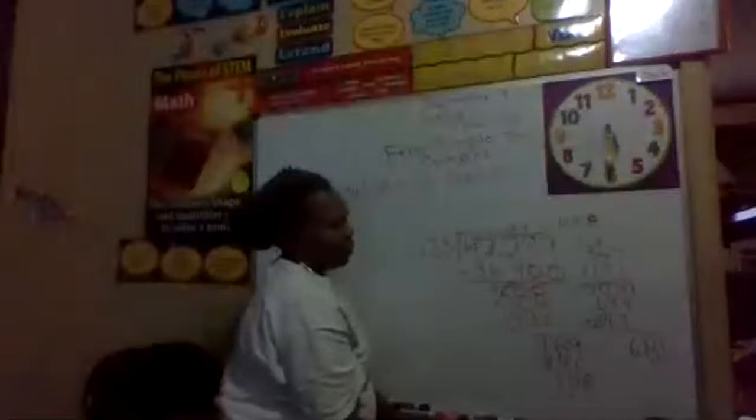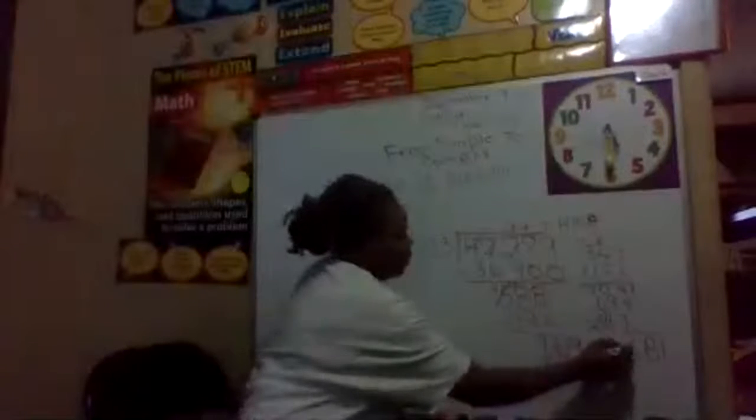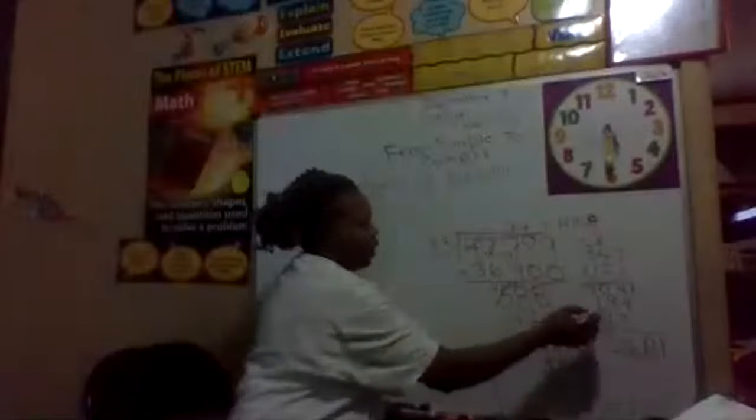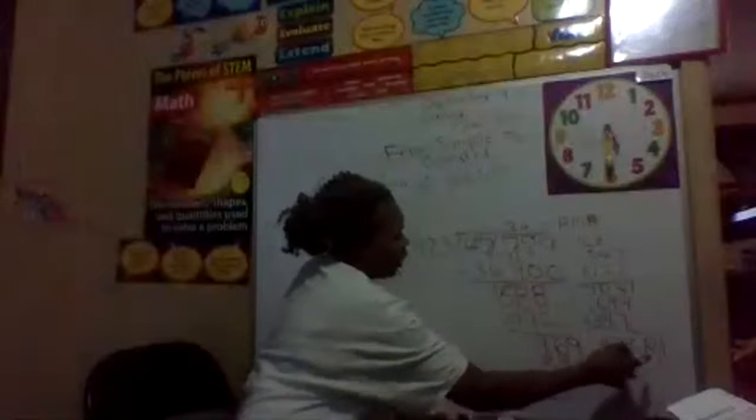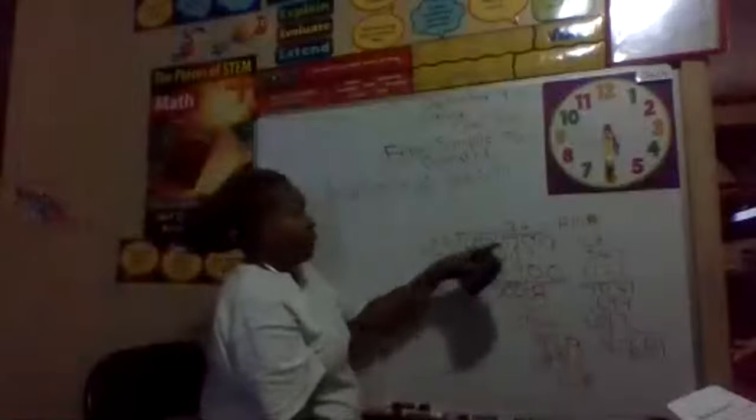1 going up top. What do we have next? 0. 10, 11, 12. Put down the 2. Put the 1 up. What's next? That's 4, 6, 4. 42,681. That's not the same number as this.